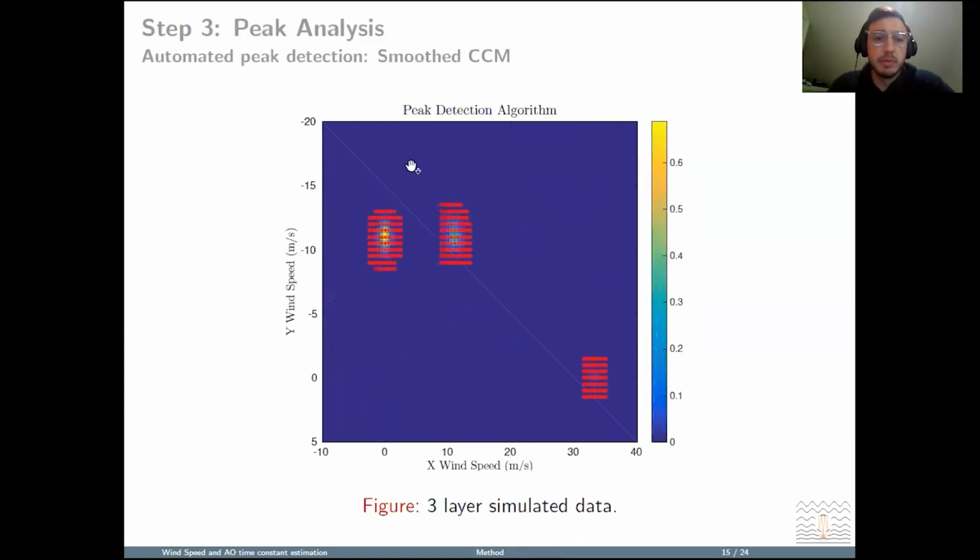So the first step is to smooth the CCM. And this enables us to separate or isolate the layers. So here we can see that we have three different layers, and then using a maximal regional detection, we can estimate the three layers and also the height of these peaks, which are the weights. And so with this, we can compute the wind speed, and then we can compute the tau.